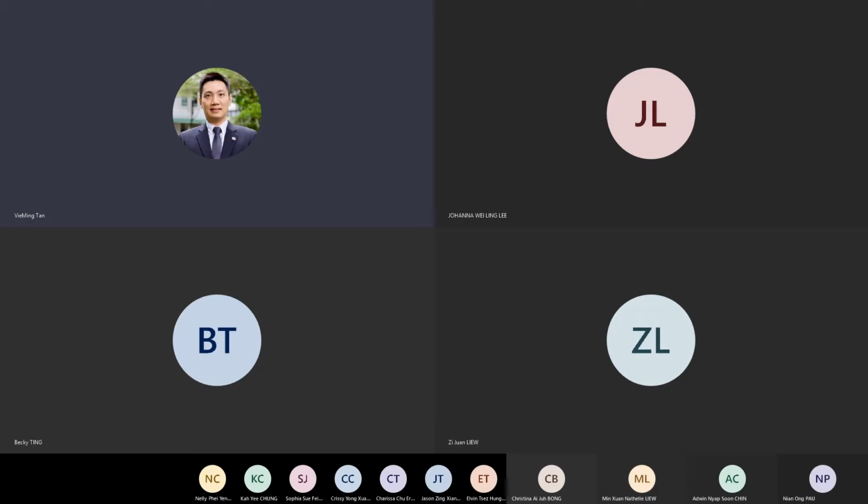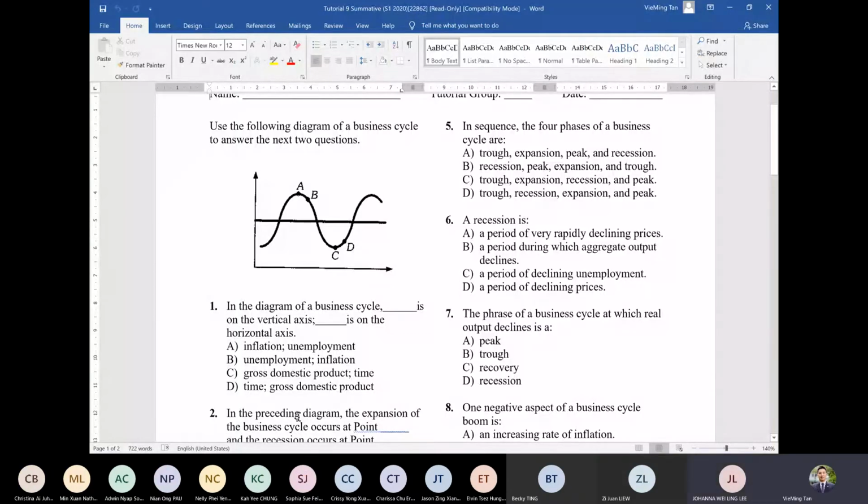The first question refers to the business cycle below. I think we'll start from Johanna again. Let me show the summative questions. Johanna? Question 1.